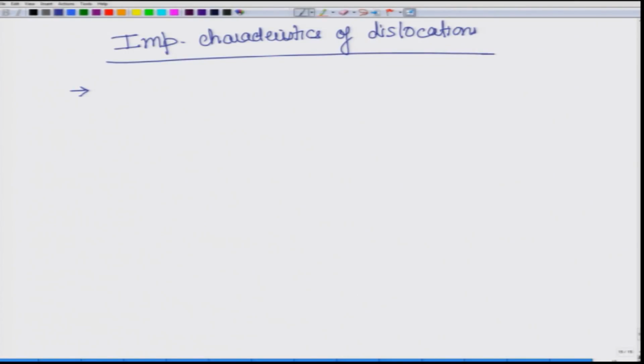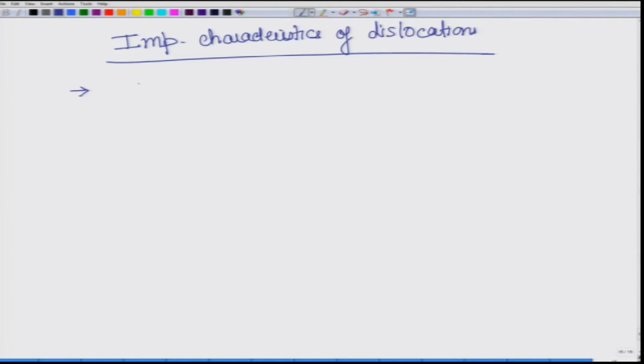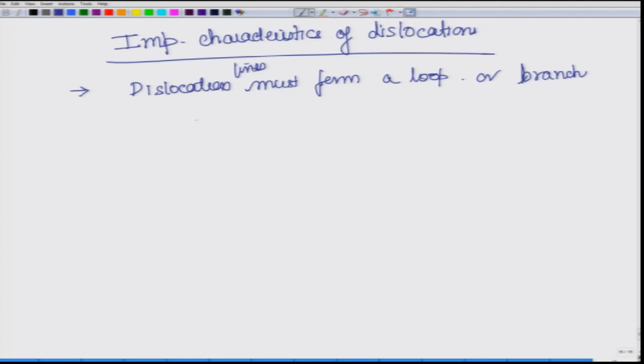If you take a crystal, then the dislocation line cannot start arbitrarily at any point and end arbitrarily at any point. They must either form a loop or they must terminate either at a surface or a grain boundary. So, the first and most important characteristic about dislocation is that dislocation lines must form a loop, or another way that it could end is it could branch into other dislocations.